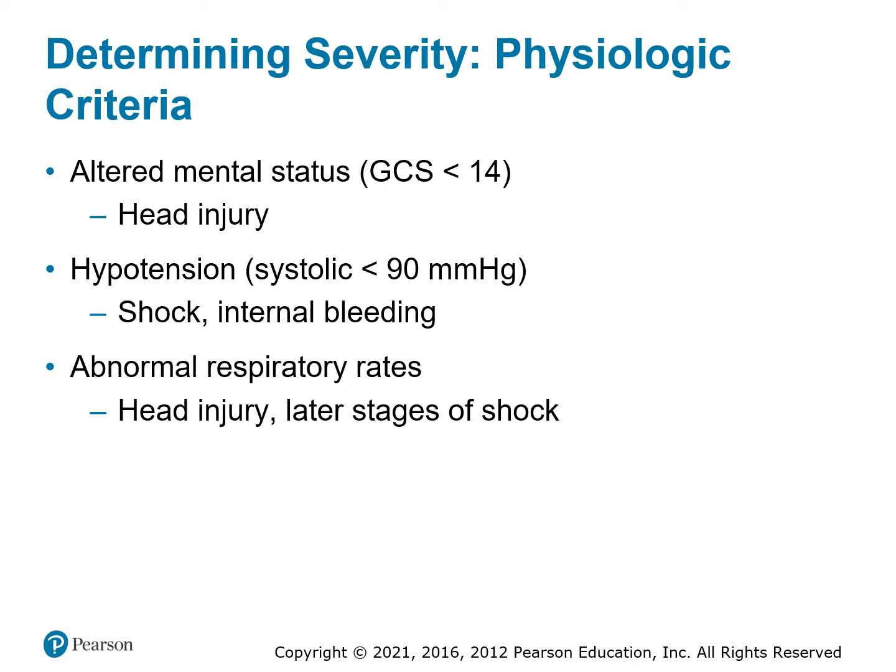Hypotension, with a blood pressure systolically below 90, is going to perhaps indicate shock or internal bleeding. And then abnormal respiratory rates, which could indicate a head injury or later stages of shock. So anytime you have one or more of these three situations, it's going to be a more critical situation in which you need to think load and go.